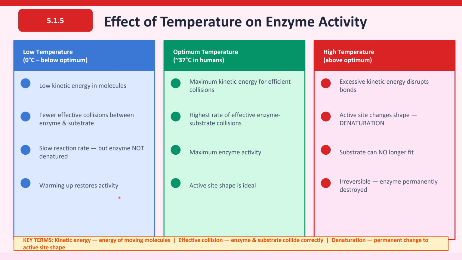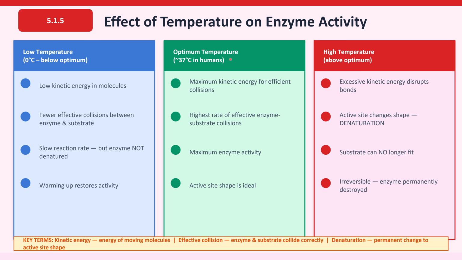At low temperatures, specifically below the optimum, everything is moving in slow motion. Molecules have low kinetic energy, so they are not moving around much. This leads to fewer effective collisions between the enzyme and the substrate, and the result is a very slow reaction rate. Notice that the enzyme is not denatured here. If you warm it up, it starts working perfectly again.